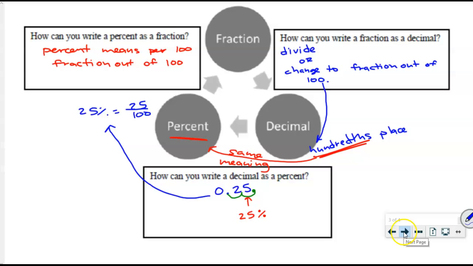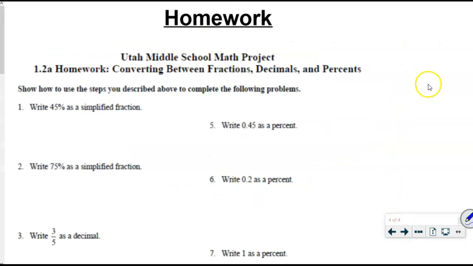Your homework is this homework section. Write 45% as a simplified fraction. Can you do that? Let's do it together. 45% is 45 per 100. Can you simplify that? Sure. Might need to do some work like we did in class. What about 0.45? Can we write that as a percent? Yeah, because it's 45 ending in the hundredths place. So that's 45%.